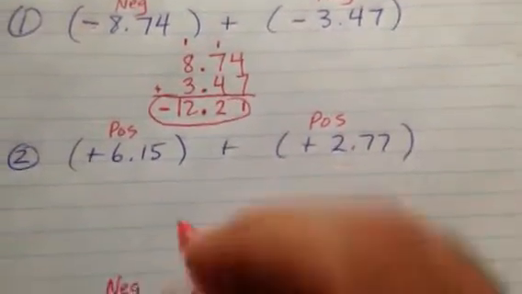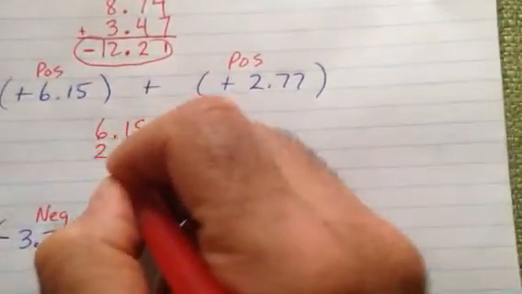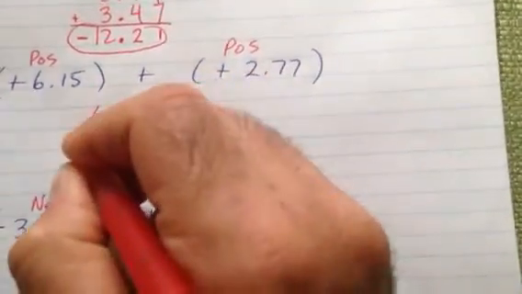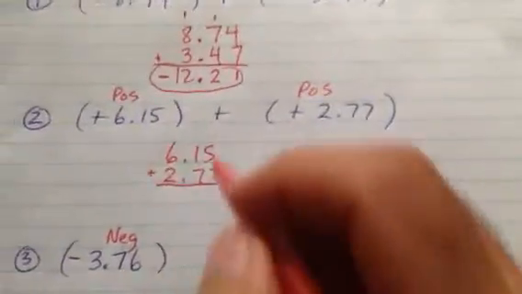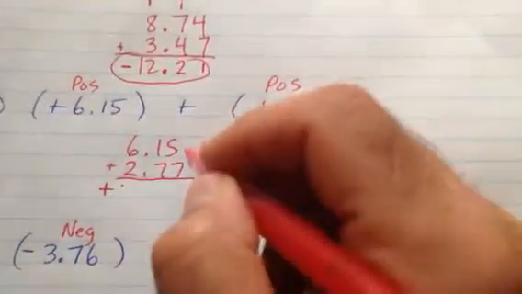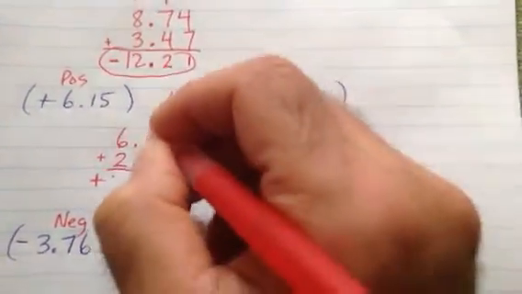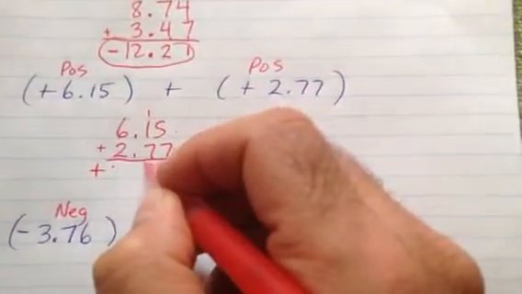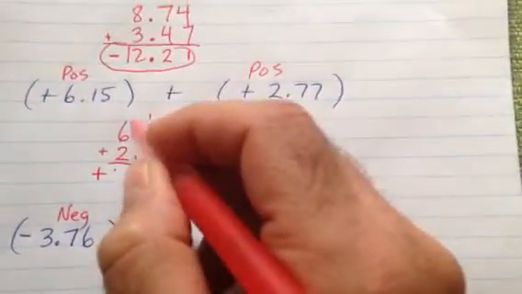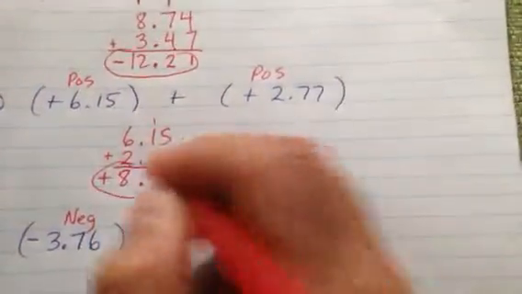Okay, these 2 numbers will be added together. So 6.15 and 2.77. I add them together. I know that the answer will be positive because I said that they would be. Now we add as we normally do. 5 plus 7 is 12. Drop the 2, carry the 1, add those up. That's 9, the decimal there, and this is 8. So the answer is 8.92.